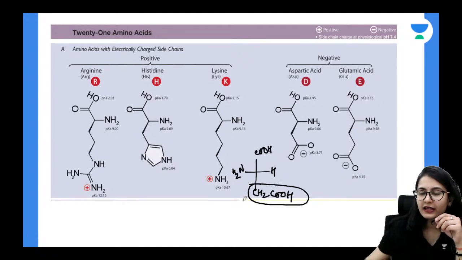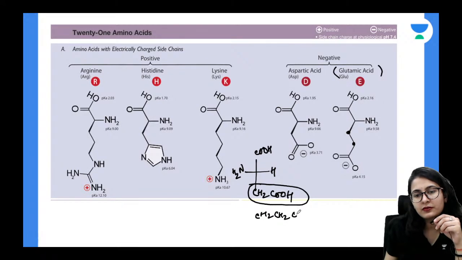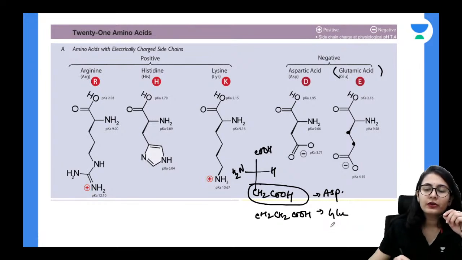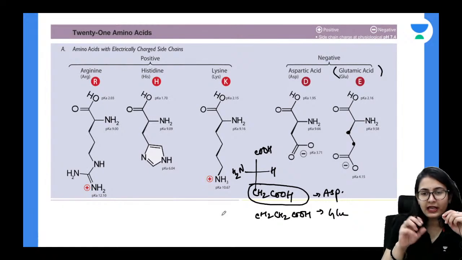All right. और ग्लूटामिक में क्या है? देखो ग्लूटामिक एसिड में CH2CH2COOH. This is aspartic acid and this is glutamic acid. How would you remember this, guys? Because side chain है तो directly COOH तो होगा नहीं. There will be a CH2 in between.